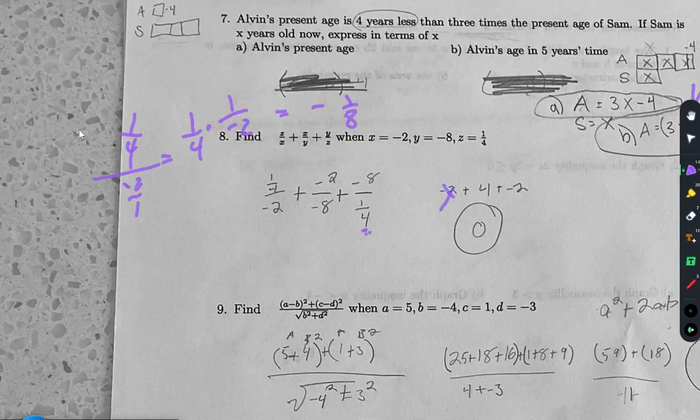Same thing here. So this is like saying -8/1 over 1/4. So that's a fraction over a fraction. So I get -1/8. I'm sorry, I said that wrong. -8/1, and then multiply by 4/1. So that gives me a -32.